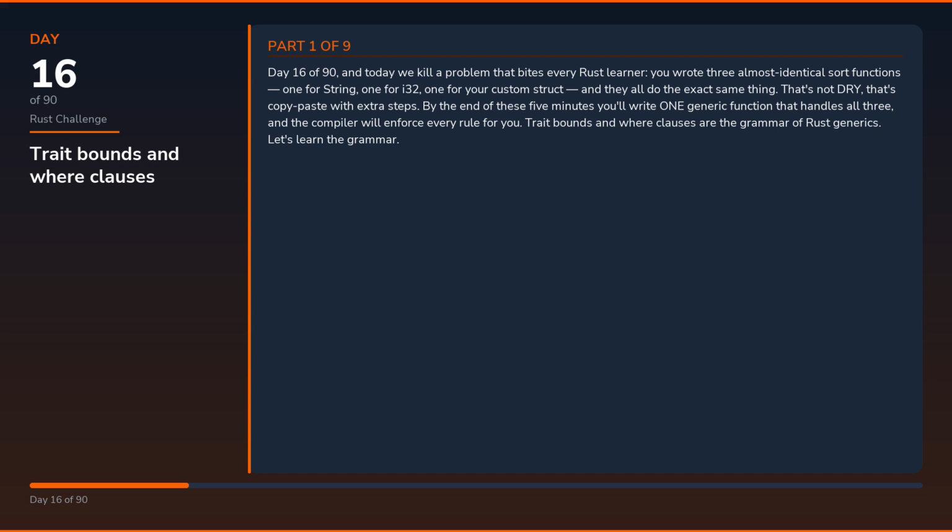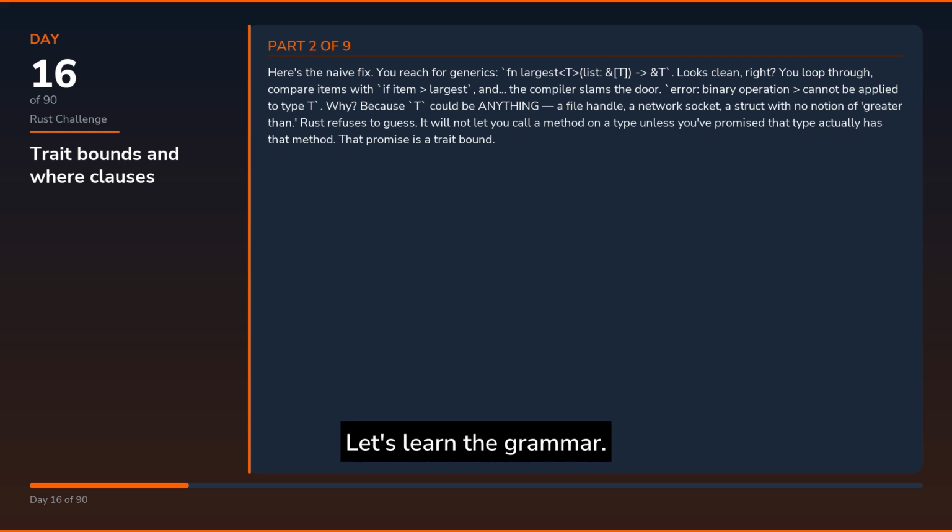Trait bounds and where clauses are the grammar of Rust generics. Let's learn the grammar. Here's the naive fix. You reach for generics: fn largest<T>(list: &[T]) -> T. Looks clean, right? You loop through, compare items with if item > largest, and the compiler slams the door. Error: binary operation `>` cannot be applied to type T.